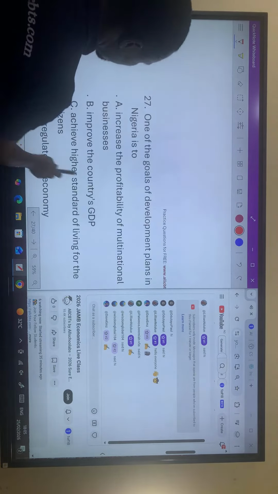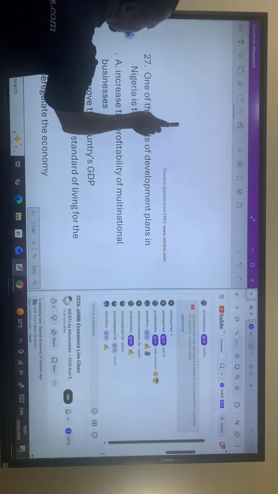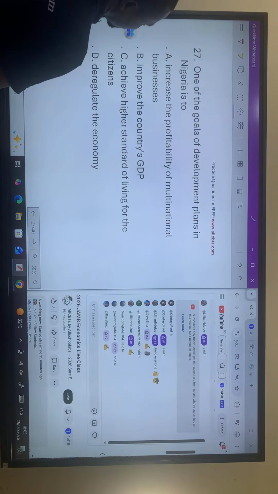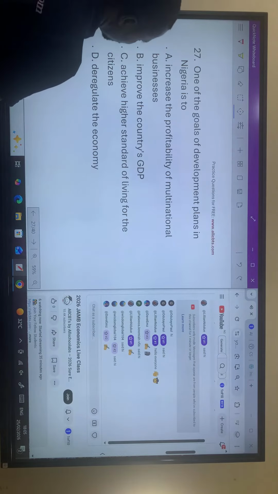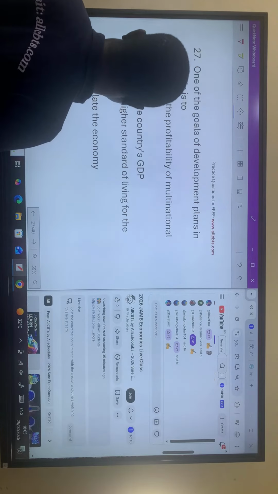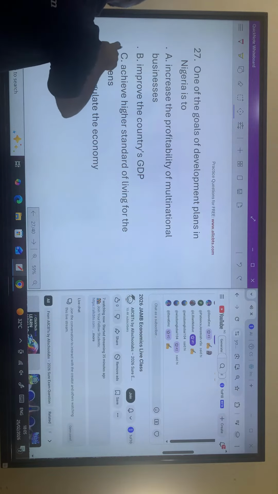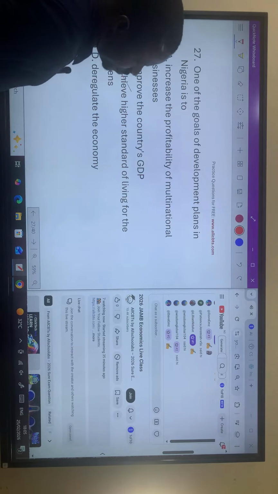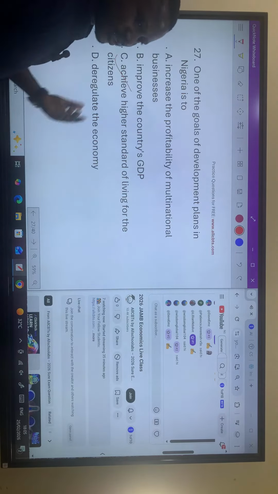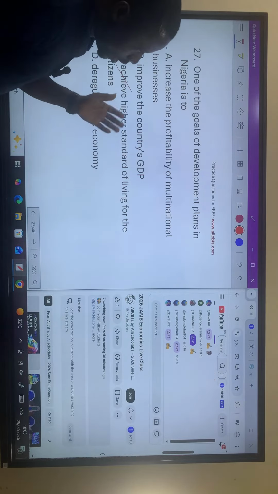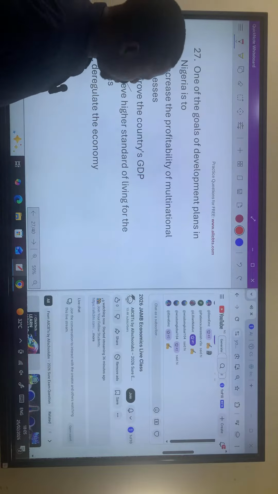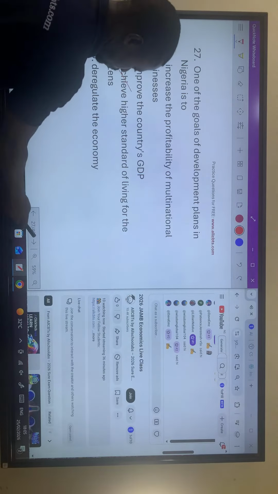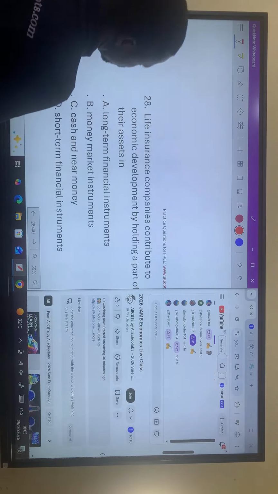Okay? The next one. One of the goals of development plans in Nigeria is to increase profitability of money, to improve the country GDP, to achieve higher standard of living for the citizen, to develop. The answer is what? To achieve higher standard of living. Development is always talking about standard of living of the people. While growth is talking about the economic growth, development is talking about standard of living of the people. Okay, C. Alright, let's see the next one.